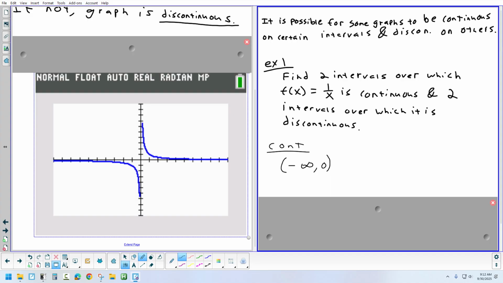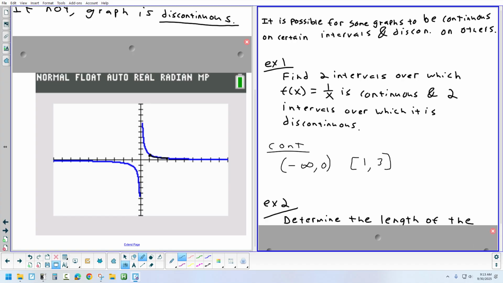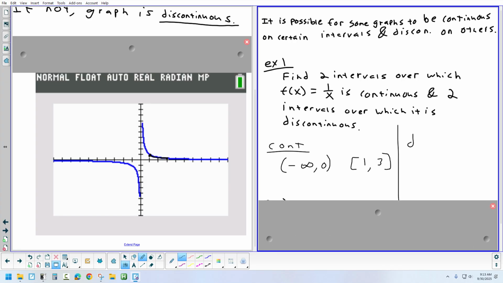Can somebody give me a bounded interval that you could start and stop and trace that section without lifting your pencil? Raj, could you give me one? Closed bracket, closed bracket, sure. From where? 1 to 3. You could definitely trace starting at 1 to 3, and never lift your pencil on that stretch. So that's a continuous interval. All right. Now let's do discontinuous.